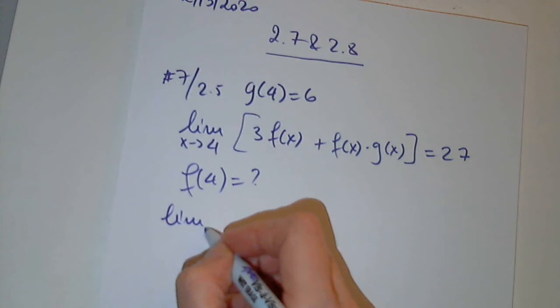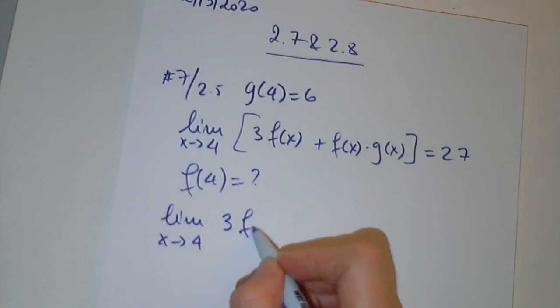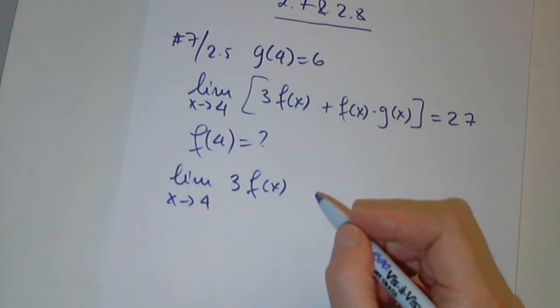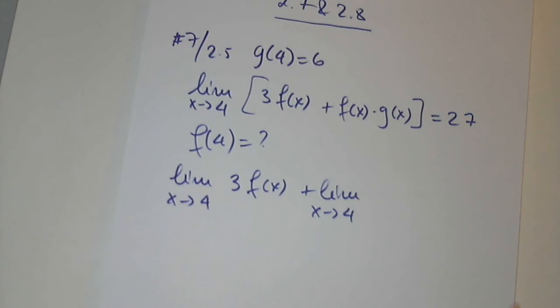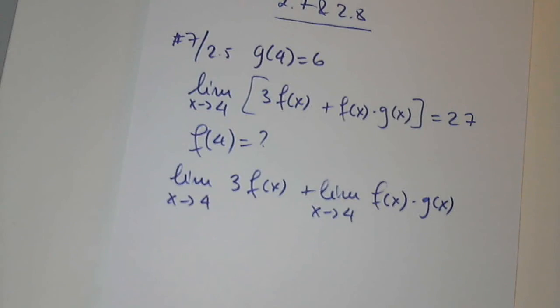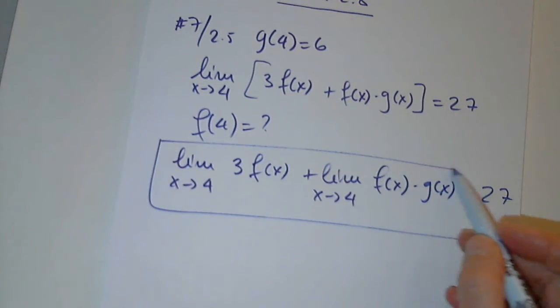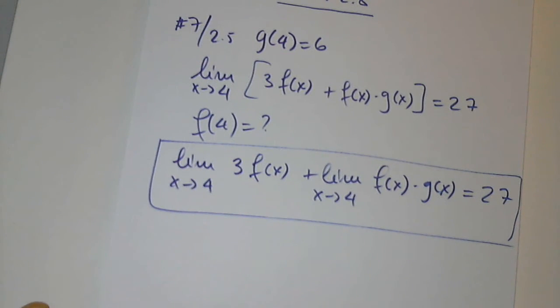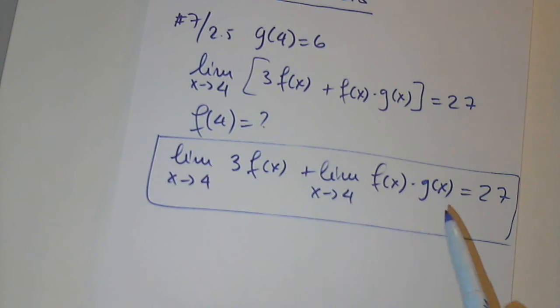So in that case, I am allowed to write this: the limit as x approaches 4 of 3 f of x plus the limit as x approaches 4 of f of x times g of x, applying the limit law. And this is disclosed to us to be 27. I know that g of 4 is 6. So when I plug in 4, since it's a continuous function, I get 6.